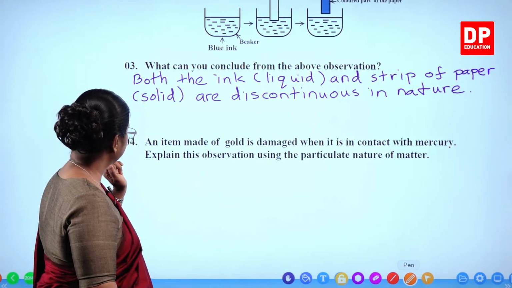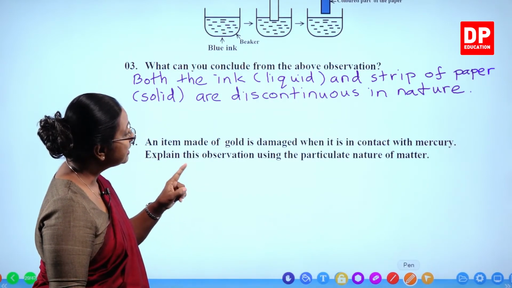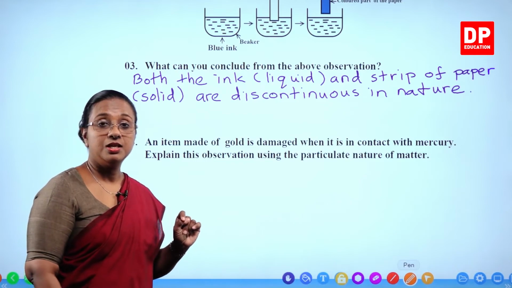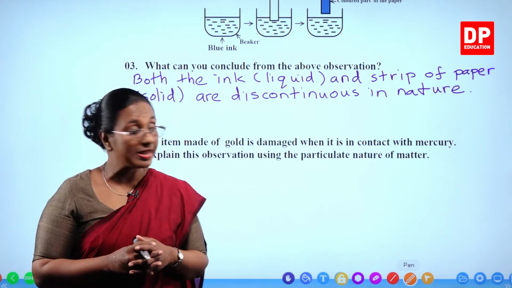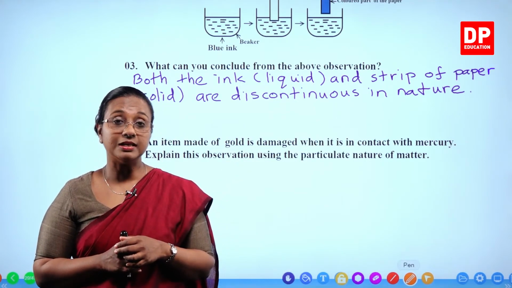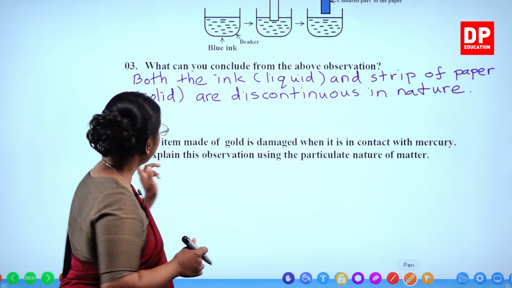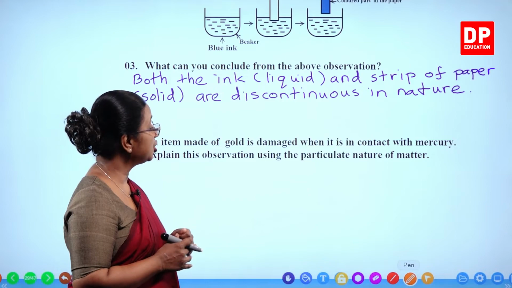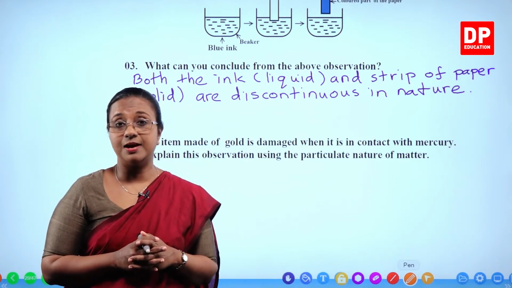Then the fourth question. An item made of gold is damaged when it is in contact with mercury. So you all know gold is a metal. It is used to make jewelry. So there the gold can come in contact with mercury and then the gold jewelry gets damaged. They want you to explain this observation using the particulate nature of matter. So what can you say there?